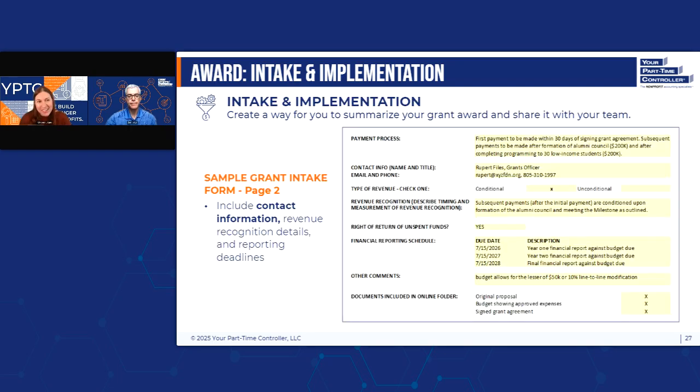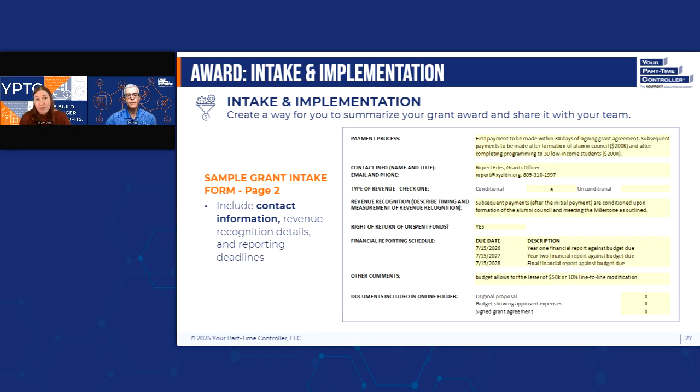Here's the second page of it. So here we have contact information, the revenue recognition details, and the reporting deadlines. So the accounting information here is something that your accountant or someone with a solid understanding of the applicable accounting guidance is going to have to determine, ideally after reviewing the full agreement. I've had funders tell clients in their award letters how to recognize the revenue, but it's not common. Usually you have to read it and make sense of what they've written.